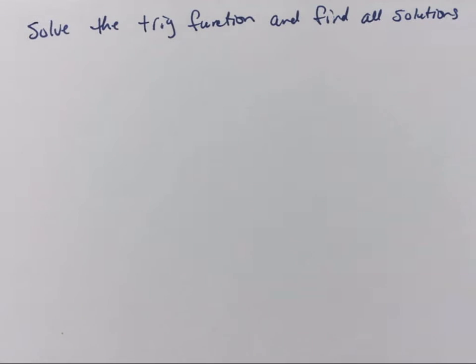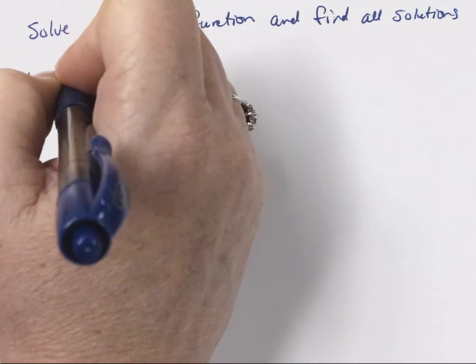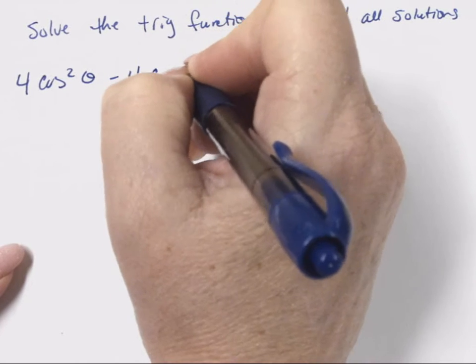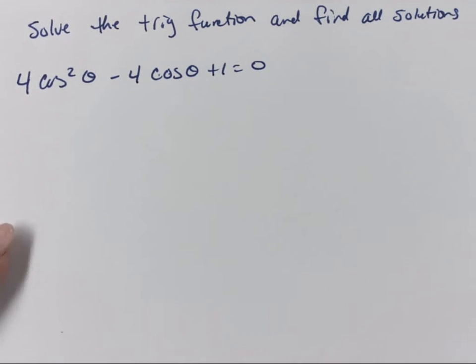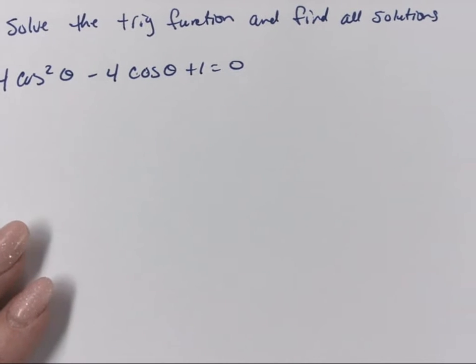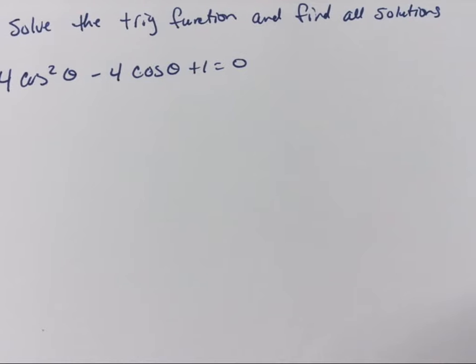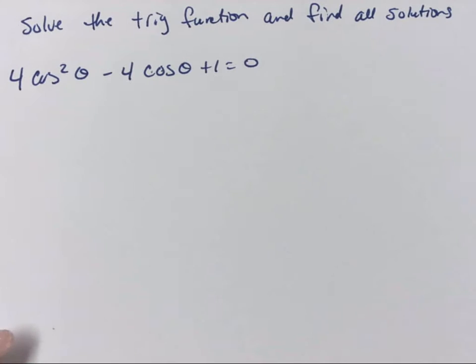Right, so on this one, we are going to solve trig functions and find all the solutions if it's asking for that. So the first one we're looking at is 4 times cosine squared theta minus 4 times cosine theta plus 1 equal to 0. So in this case, we have a square and we have a not squared. And so what we need to do is find all the solutions for this.